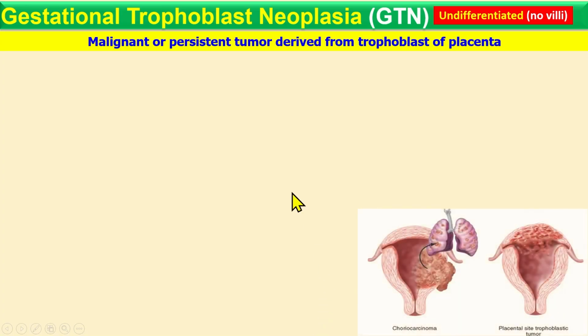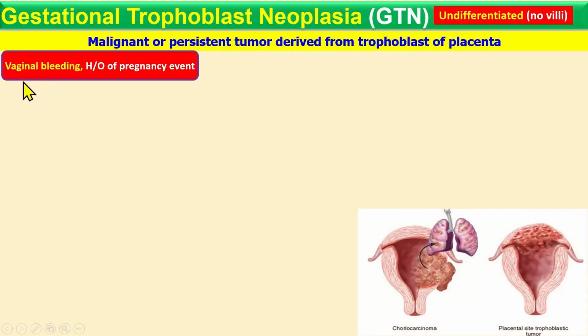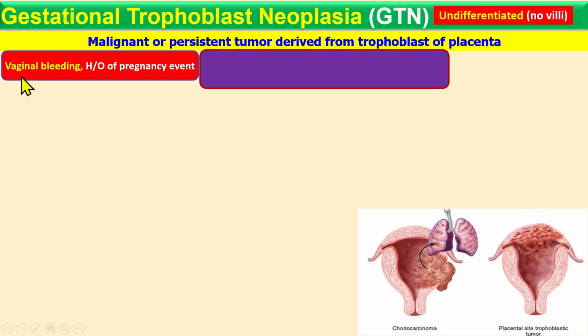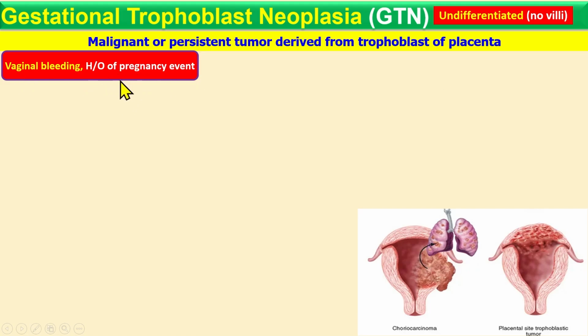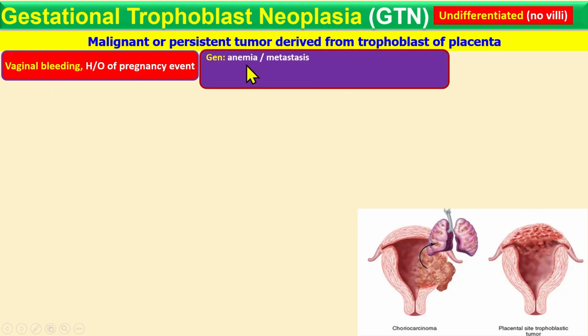Let's cover the GTN presentation. You see persistent vaginal bleeding with a history of a pregnancy event, any pregnancy event: normal pregnancy, molar pregnancy, ectopic pregnancy, abortion, any event. If she gives that history followed by persistent vaginal bleeding, it is one of the symptoms of GTN. What are the signs? You see anemia and also metastasis. And you see the abdomen.